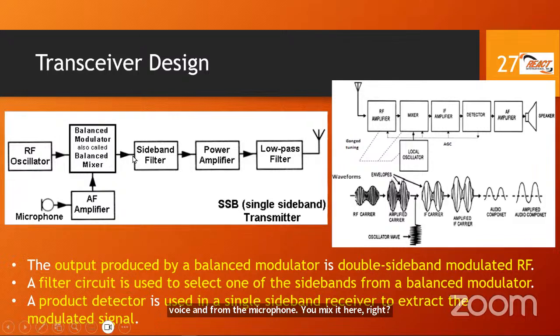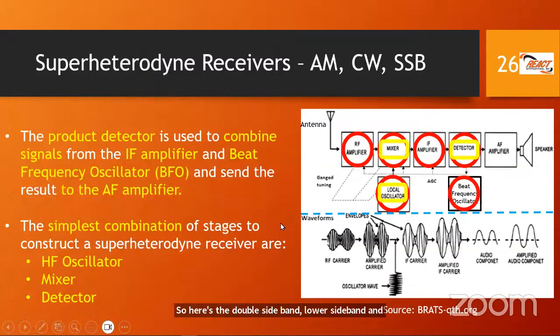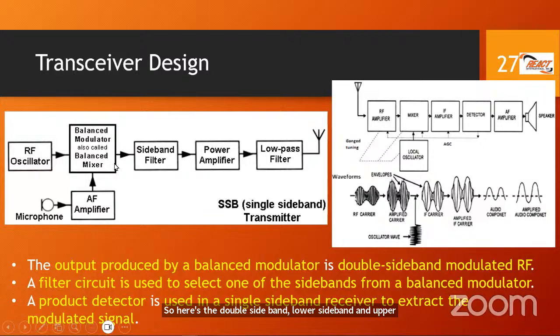The output that you get here is double sideband, and you have to pass it through, as we said before, the sideband filter to strip off and get the appropriate SSB signal, single sideband, that you need. But coming out, the output from here is double sideband. Let's just go back to that diagram so you can see it. So here's the double sideband, lower sideband and upper sideband. That's what you get at the output of the balance modulator, sometimes called the mixer.